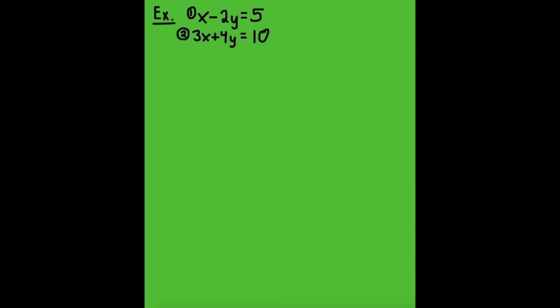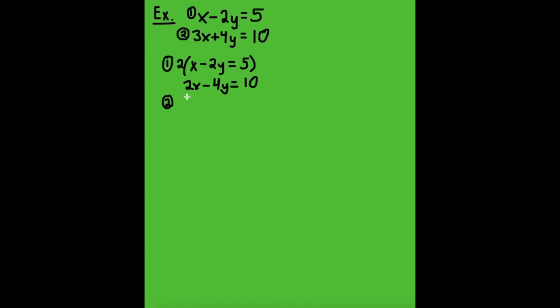In equation 1, the y term is negative 2y, and in equation 2, the y term is positive 4y. To eliminate the y term, we will multiply the first equation by 2, so that the y term will become negative 4y, and we will be able to eliminate the y terms. So we will multiply the first equation by 2 to get 2x minus 4y equals 10. Remember that you can multiply the equation by anything and keep the value of the equation as long as you multiply by the same number on both sides of the equal sign.